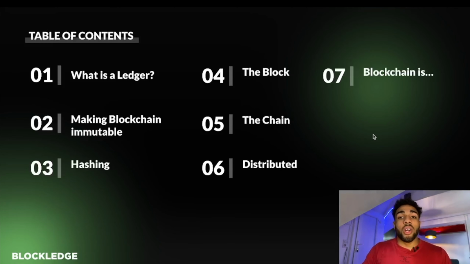The first thing we're going to talk about is what is a ledger, and you will understand why in a second. The second thing we're going to talk about is making blockchain immutable. Then we'll talk about hashing, the block, the chain, distributed, and finally, what blockchain is. You'll get the answer at the end of this video.